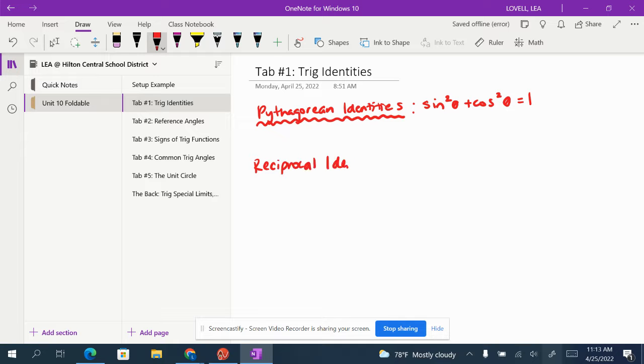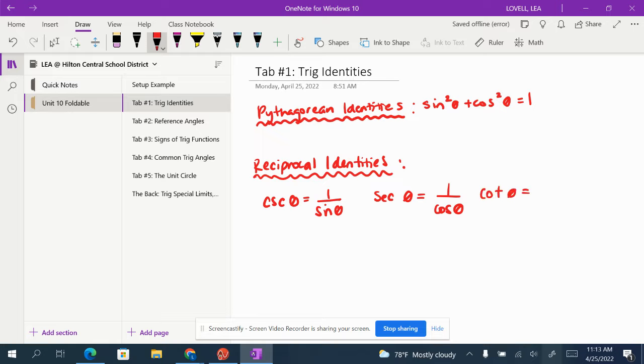So we like to often rewrite the reciprocal identities in terms of sines, cosines, and tangents. So the cosecant of theta can be rewritten as 1 over the sine of theta. The secant of theta can be rewritten as 1 over the cosine of theta. And the cotangent of theta can be rewritten as 1 over the tangent of theta.